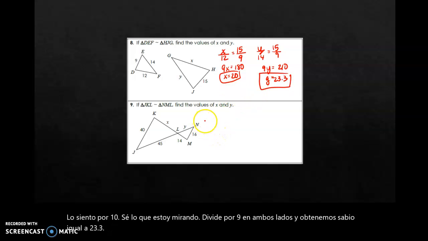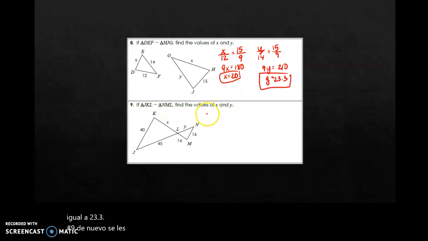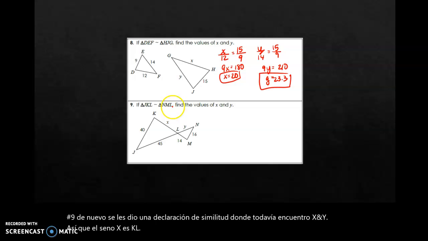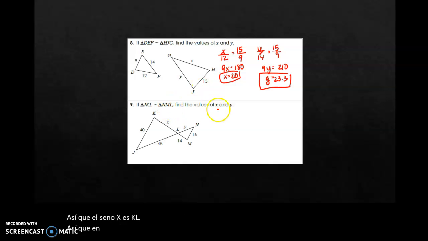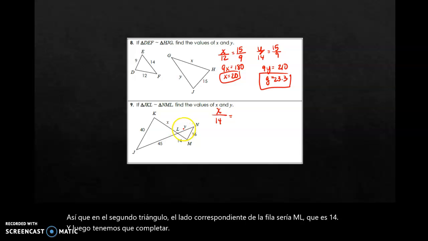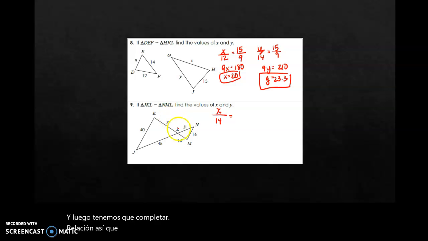Okay. In number 9, again, we're given a similarity statement. We're asked to find x and y. So side x is KL. So in the second triangle, the corresponding side would be ML, which is 14. And then we need a complete ratio. So if I use KJ, that's MN. That would be 40 over 16.